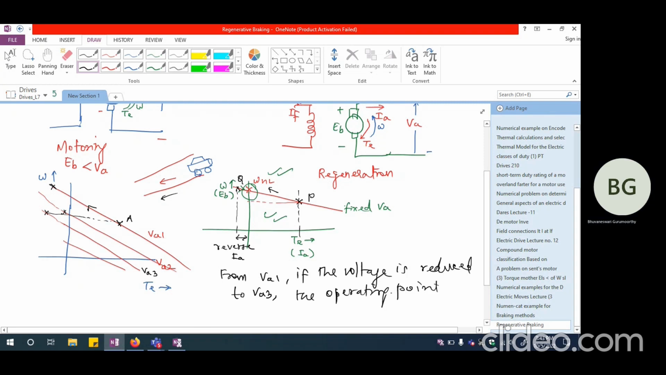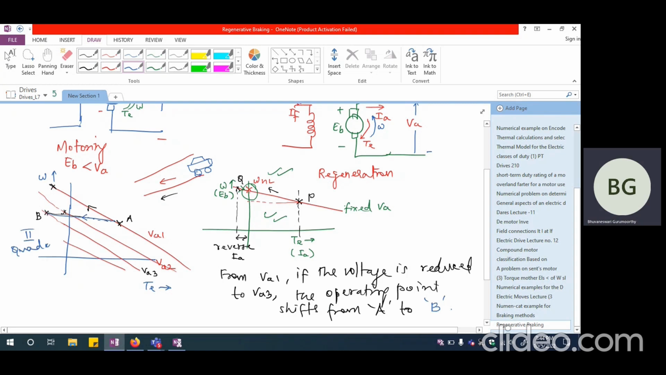from A to B. So this is going to be the shifting position. From A, it is going to shift to B. So B is in the second quadrant. So that is the regenerative braking point. So now the machine will start decelerating along this particular characteristic.